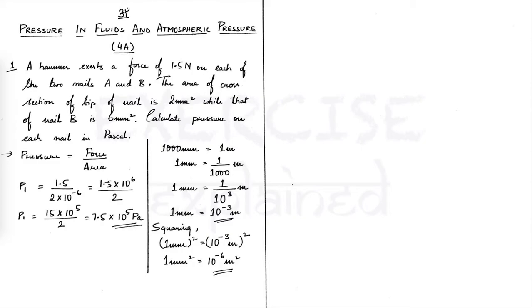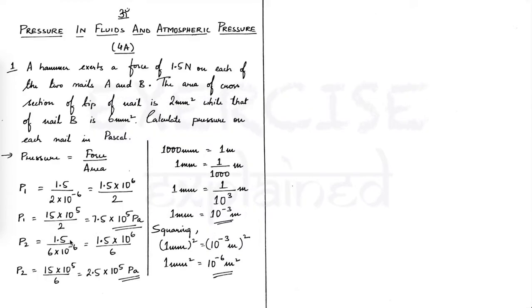I multiply this by 10. Out of this 10 to the power of plus 6, the remaining is 10 to the power of plus 5, since I multiplied by 10. So I get 15 into 10 to the power of plus 5 divided by 2. Now 15 by 2 is 7.5. So we get the first pressure, that is P1, as 7.5 into 10 to the power of 5 pascals.